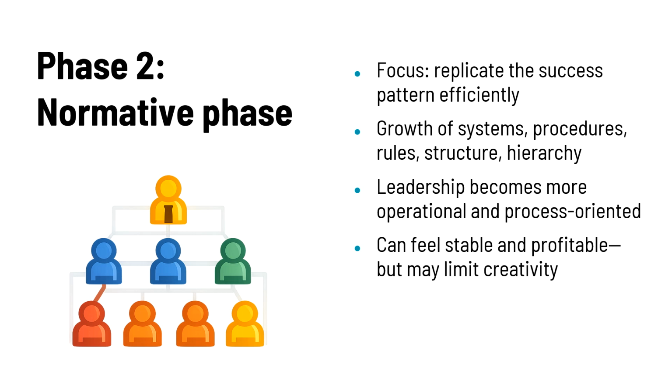Going through the normative phase, the organization tries to replicate its pattern for success efficiently. Processes and systems are put in place to support predictability. Procedures, rules, hierarchy and formal structure increase. Now leadership tends to become more managerial and operational, focused on process and profitability. Many people enjoy this phase because it feels stable and successful. But for some, it can feel limiting, less creative, more controlled, and more bureaucratic.